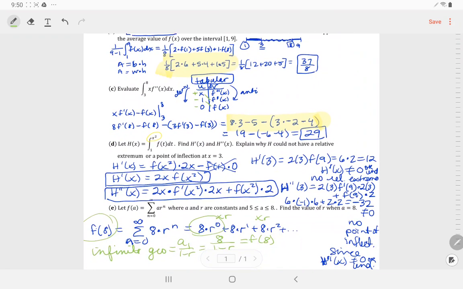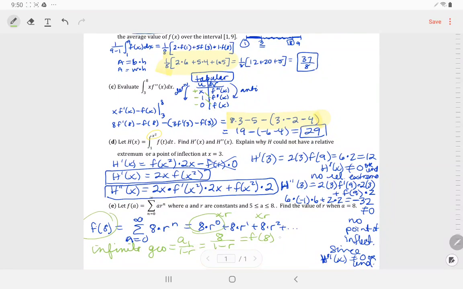So f of 8 is 5. So this means this is 5. So I have 8 over 1 minus r equals 5. So cross multiply, 5 minus 5r equals 8. That would be negative 5r equals 3. R equals negative 3/5.